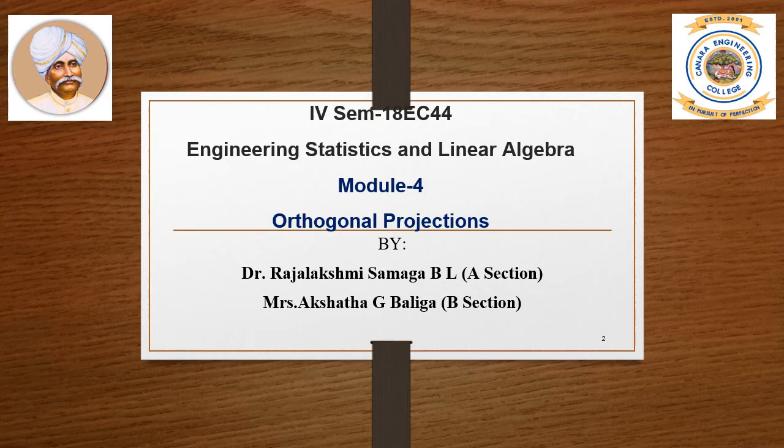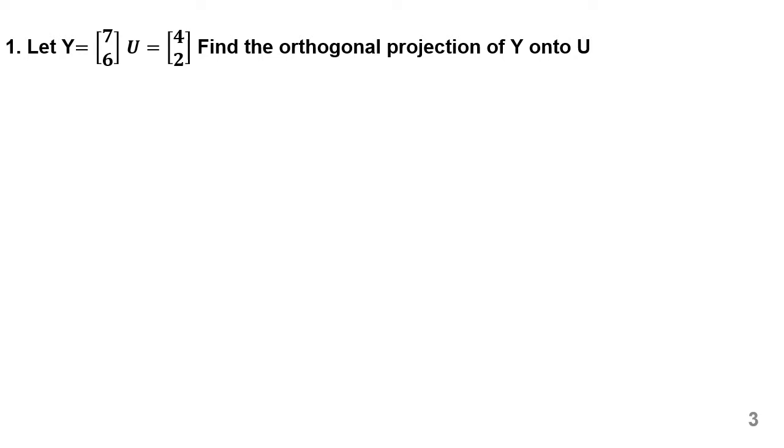Let us try to solve some problems on orthogonal projection. First problem: let y = (7, 6) and u = (4, 2). Find the orthogonal projection of y onto u.